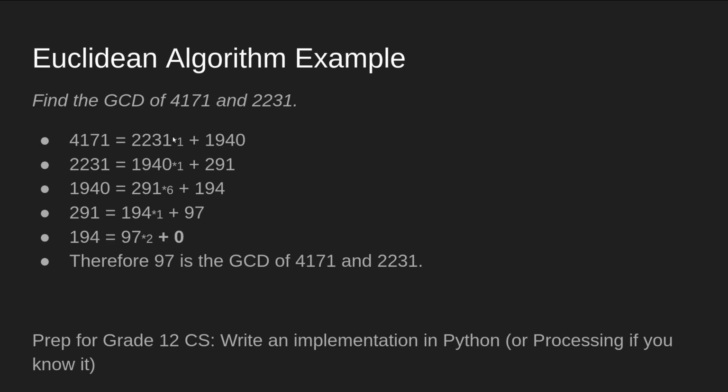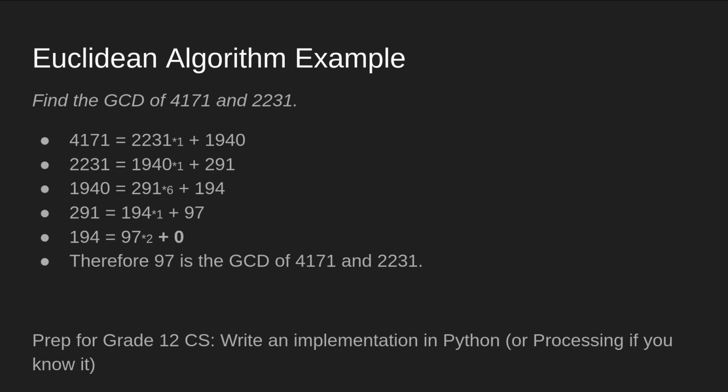And then this is the same thing as saying that 2231 fits into 4171 once with a remainder of 1940. Now we drag this 2231 over to the left with the 1940 here, and then we divide this into the 2231. So we get that 1940 fits into 2231 once plus a remainder of 291, right? And then again we repeat, 291 fits into 1940 6 times plus a remainder of 194.